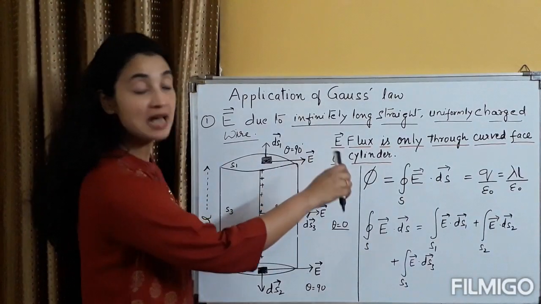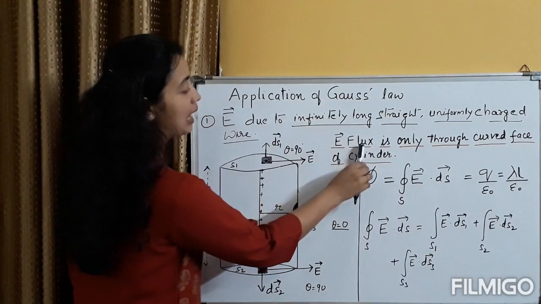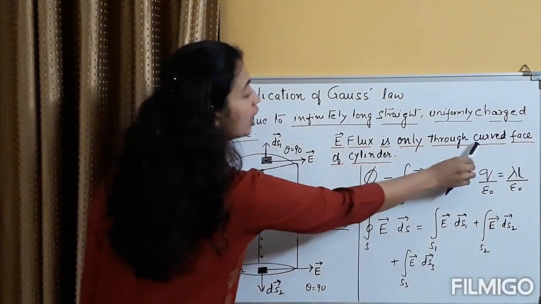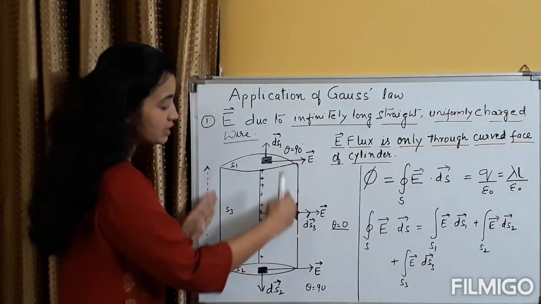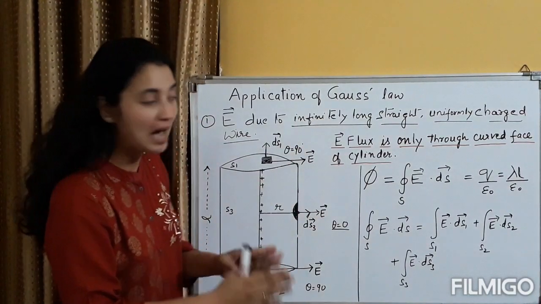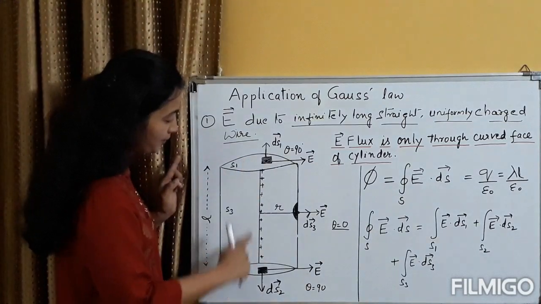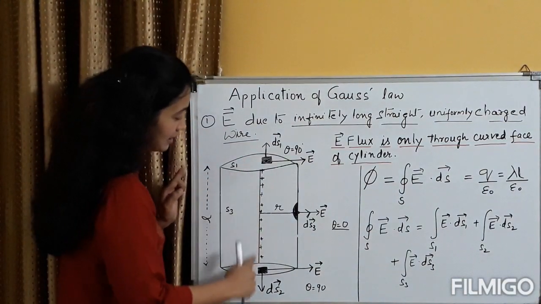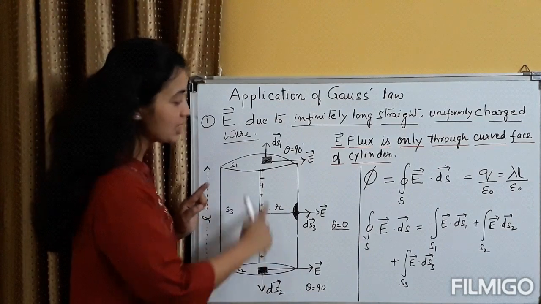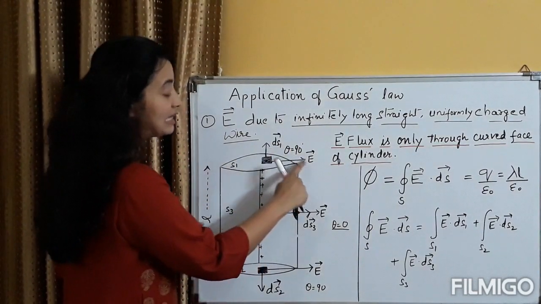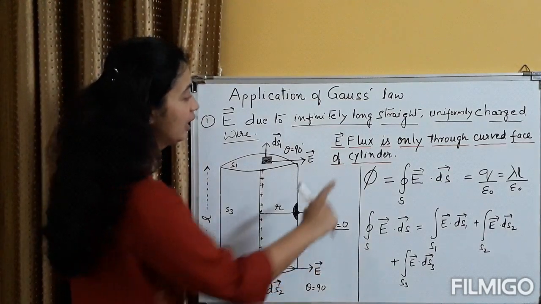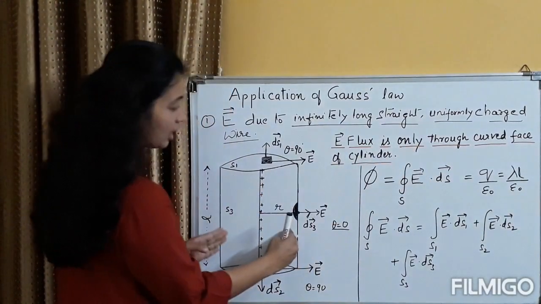So we have established that the electric flux is only through the curved surface of the cylinder. It is the curved surface of the cylinder which is contributing to flux. The rest of the two surfaces, the top and bottom surfaces, are not contributing to the flux because ds and E are perpendicular to each other. Electric flux is only through the curved surface.